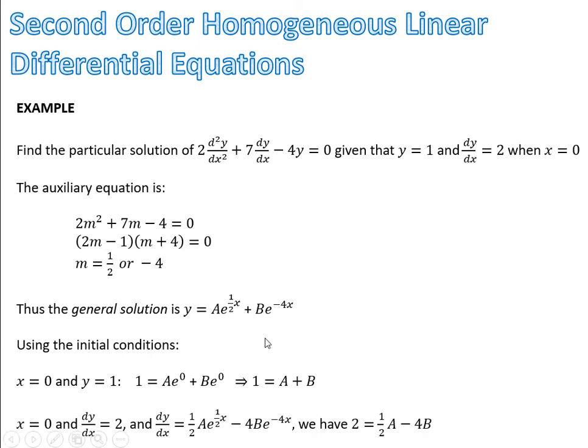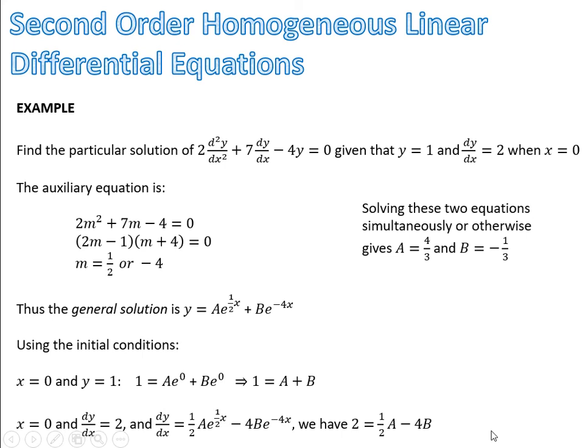If we're going to use the dy by dx, given this is our equation, we need to actually differentiate this. So we're using the x equal to 0 and the dy by dx equal to 2. We're going to differentiate this, and just remember the chain rule when you do that, and then substitute in those values to give us 2 equals a half a to the minus 4b.